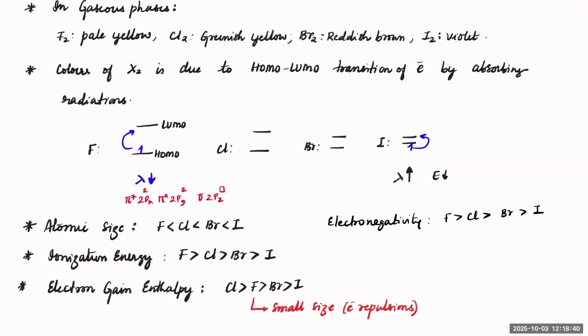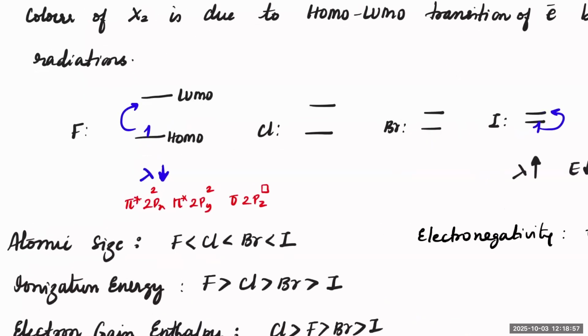Why that could be happening is, when it comes to fluorine, the energy difference between the HOMO orbital and the LUMO orbital is larger. The HOMO orbital is pi star 2px and 2py. The LUMO orbital is sigma 2pz. LUMO means lowest unoccupied molecular orbital, and HOMO means highest occupied molecular orbital. When you are closer to the nucleus, the energy difference will be more. So the electron going from the HOMO orbital to the LUMO orbital requires more energy.